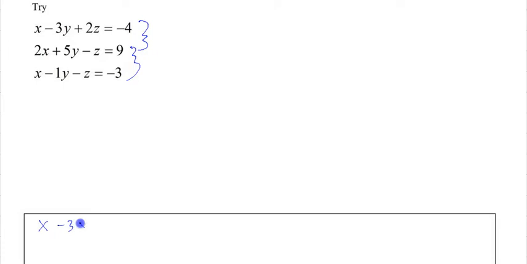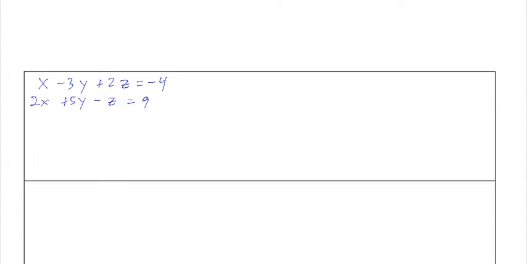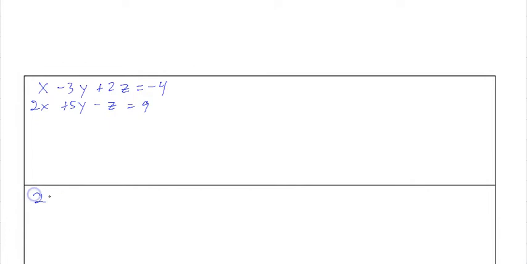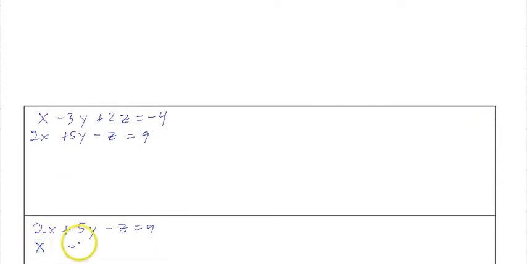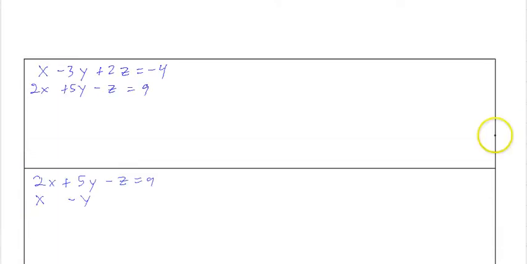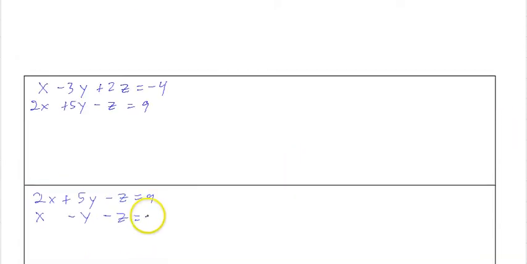x minus 3y plus 2z equals negative 4, and 2x plus 5y minus z equals 9. And then the other one: 2x plus 5y minus z equals 9, and x minus y minus z equals negative 3. Alright, so we're going to get rid of the z this time.